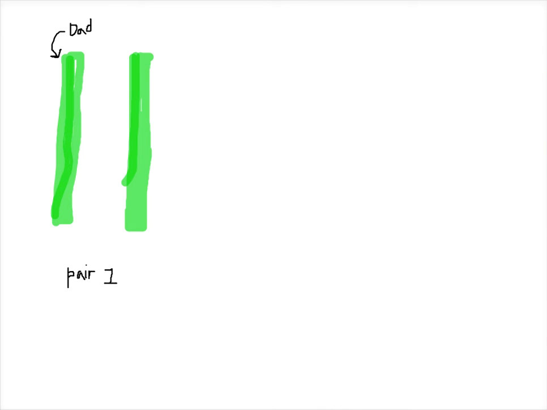So maybe this copy of chromosome 1 came from Dad, and then this one came from Mom. And so you've got both. Now, if we look at chromosome 1 from Dad, let's just say we see this sequence. Maybe there's a gene here. Okay, and maybe that gene is for eye color.